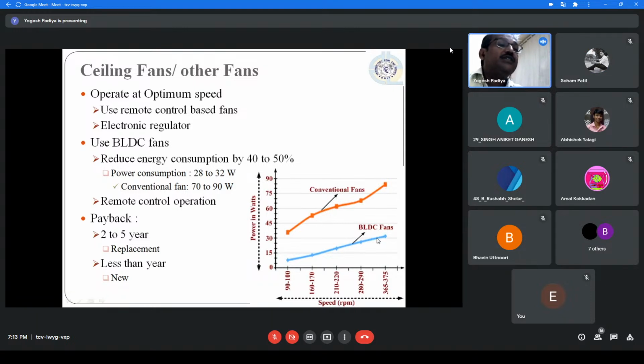So I don't say that you replace the conventional fan with a BLDC fan because the fan cost is around 3,000 rupees. So the saving is not that attractive. But in case you are going to purchase a new fan, better you purchase a BLDC fan, right? If you purchase a BLDC fan, then the power consumption instead of 70 to 90 watt will drop to 28 to 38 watt. So your energy bill will proportionally be reduced by 40 to 50%.